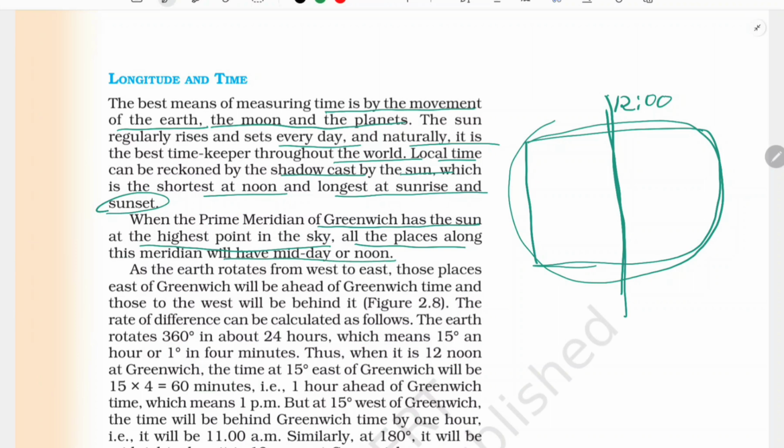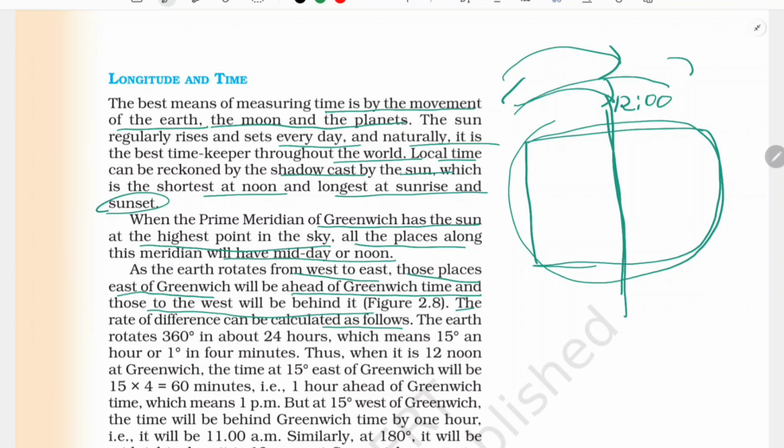And as earth rotates from west to east, from west to east, because of that concept, this is behind and this is ahead. So those places east of Greenwich will be ahead of Greenwich time, and those to the west will be behind it. All right, and the rate of difference can be calculated as follows. As the earth moves from western to eastern side, it is rotating, isn't it?